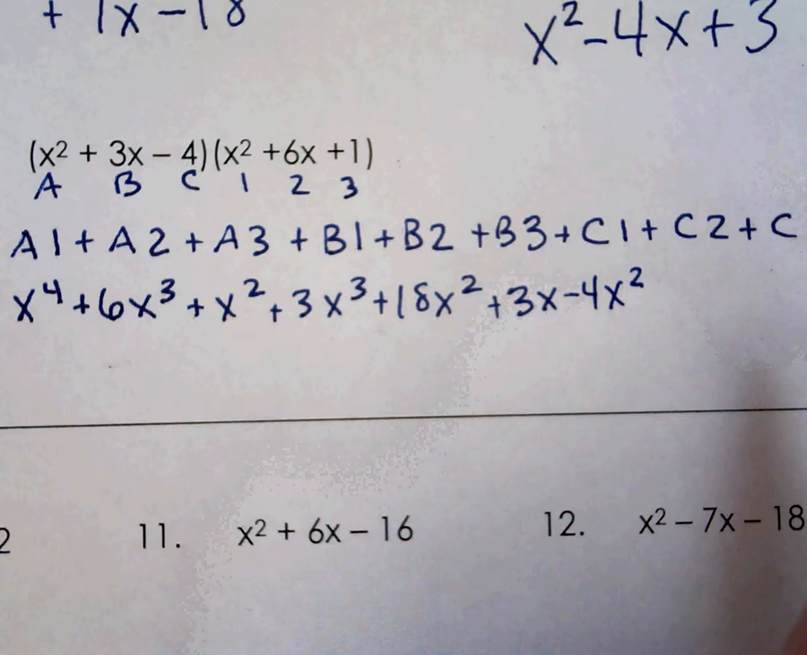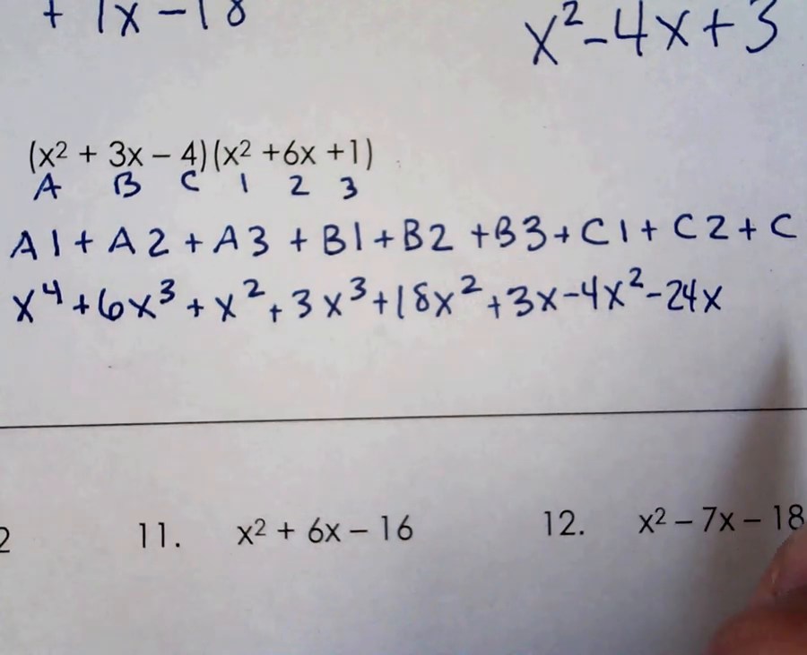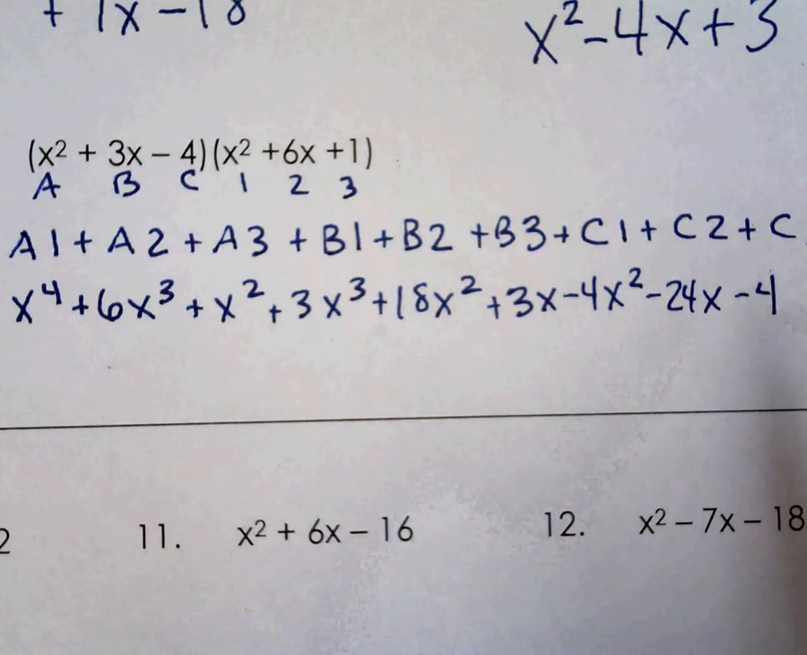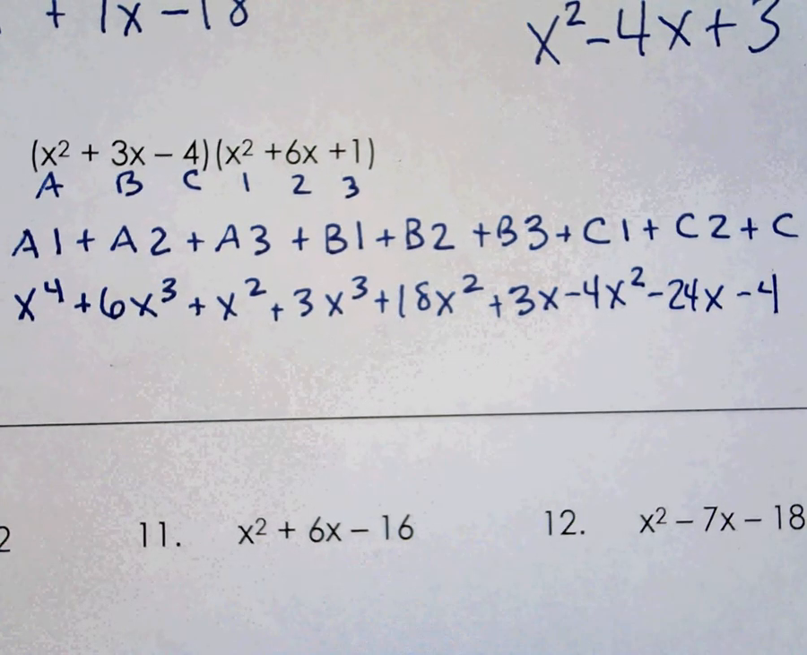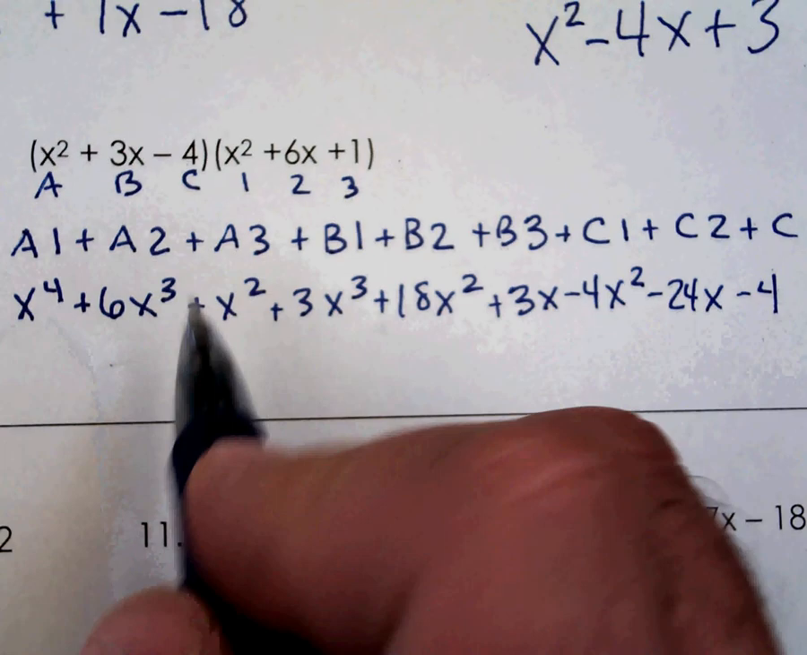Move to the C term. Negative 4 times x squared is negative 4x squared. Negative 4 times 6x, negative 24x. Negative 4 times 1 is negative 4. I have nine terms, but that's not my final answer. It's time to combine any like terms that we have.